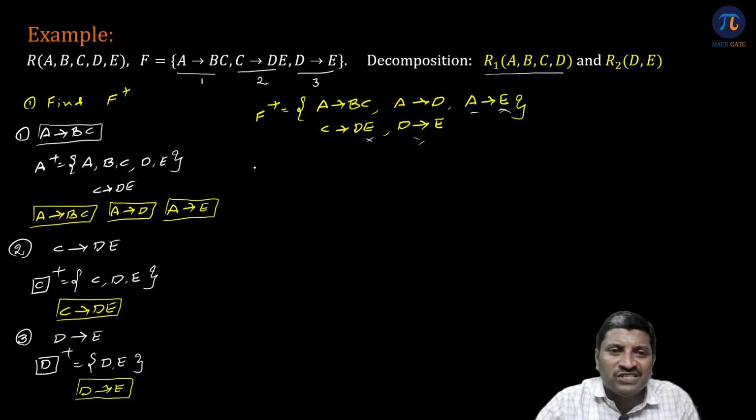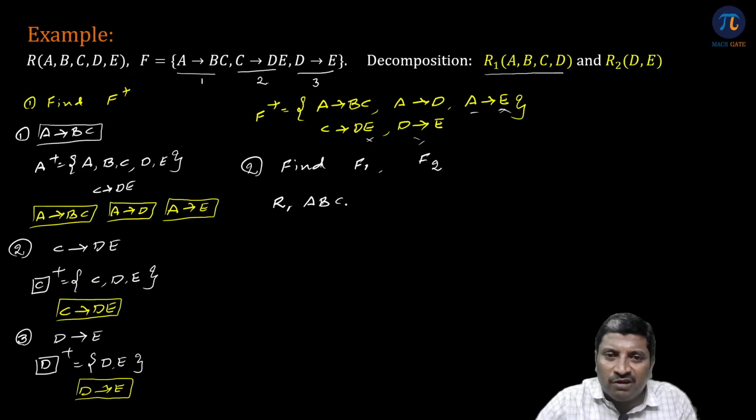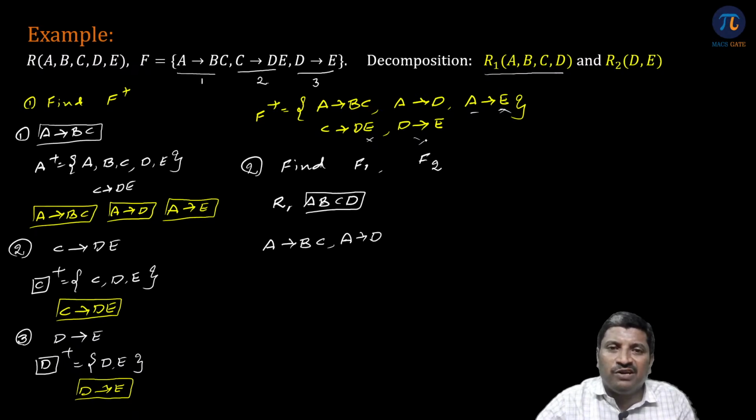Fine. So what is the second step, sir? The second step is we need to find F1, F2. How to form F1, sir? We need to consider the attributes of R1 only: A, B, C, D. So the first one, A implies BC is valid. A implies D, it is also valid. A implies E, it is not valid.